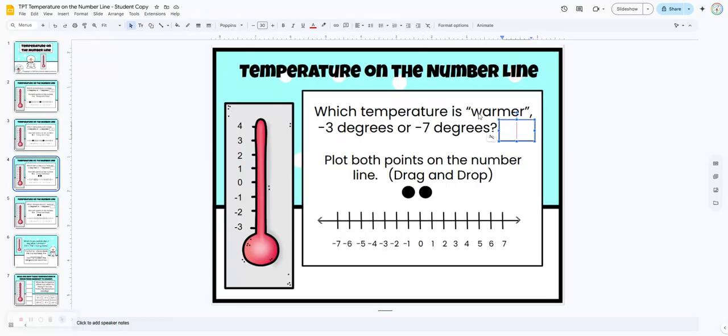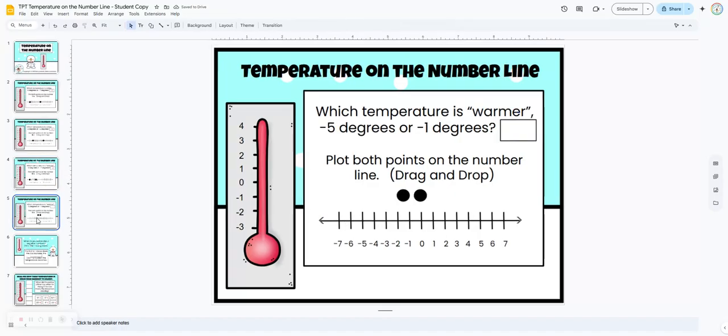Now the next one asks which is warmer, so they need to really read their directions and pay attention. Which one is warmer, -3 or -7? Well, they should be able to see by now that the farther to the right on the number line is the warmer temperature, so -3 would be warmer. And they're going to continue to do this.